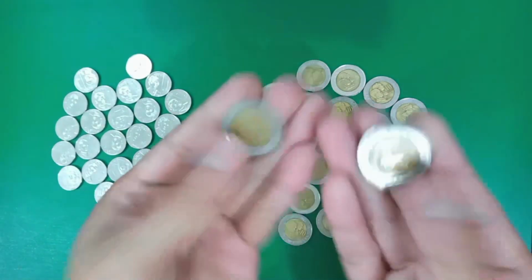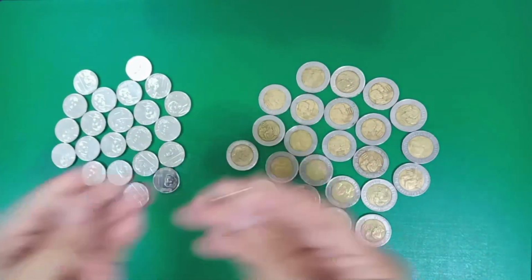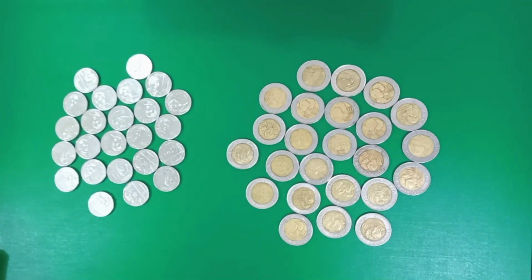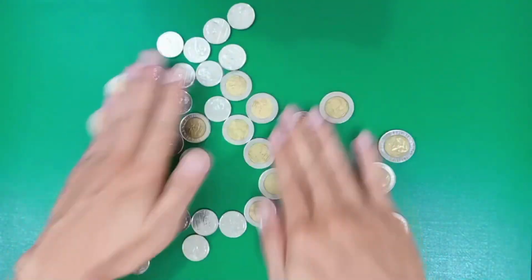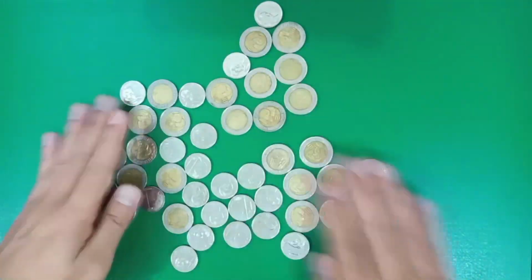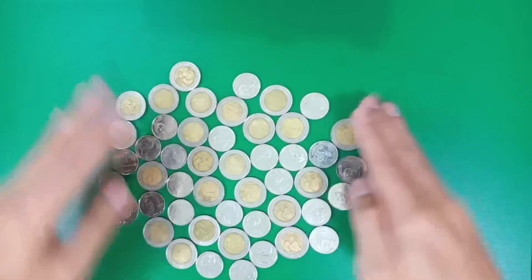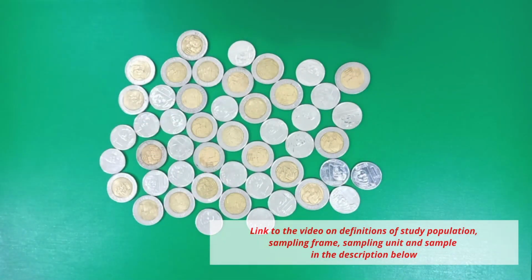Our coin population consists of 24 big dots and 24 small silvers. Each of these big dots and small silvers will be our sampling unit. The coins are well distributed and mingle with each other all over our study area. This will also form our population sampling frame, which consists of a total of 48 coins, which we will call N. You may watch my previous video on definitions of sampling terms, and the link is in the description below.